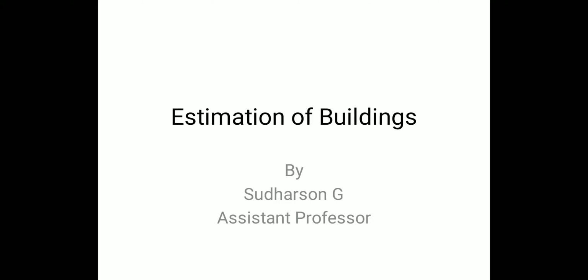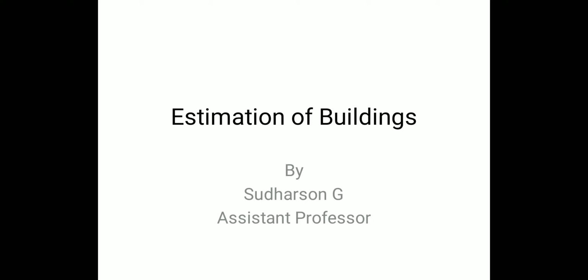So today's topic is estimation of buildings. So far we have seen what is an estimate, what are the various types of estimate, and what are the methods used for determining the estimation. So we'll move on to today's topic. Here we have estimation of buildings.